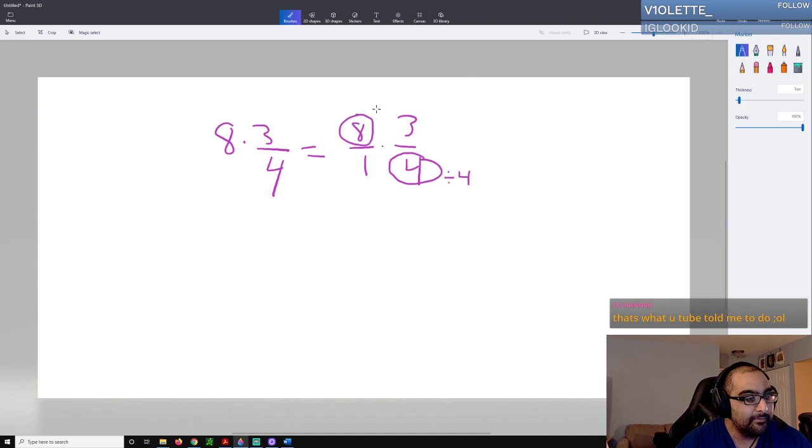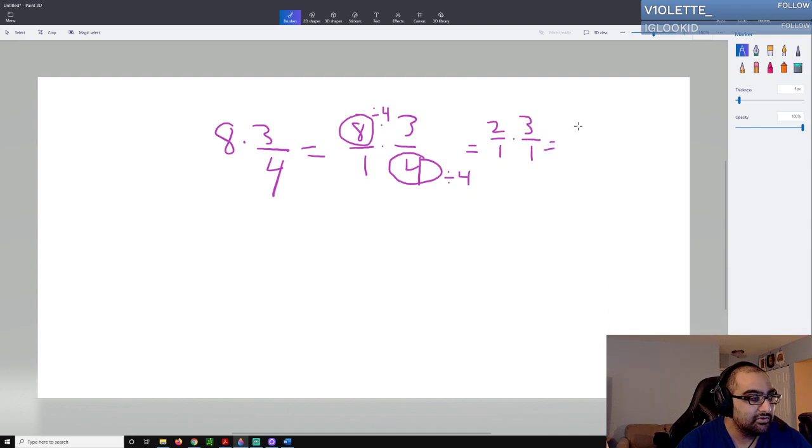All right, so we're going to divide by 4 here for both of these, okay? So we get 8 divided by 4, which is 2 over 1, times 3 over 1. And so here we got 2 times 3, and 2 times 3 is going to be 6. 6 over 1, which is 6. Okay, so that's how we got 6 there. No problemo.